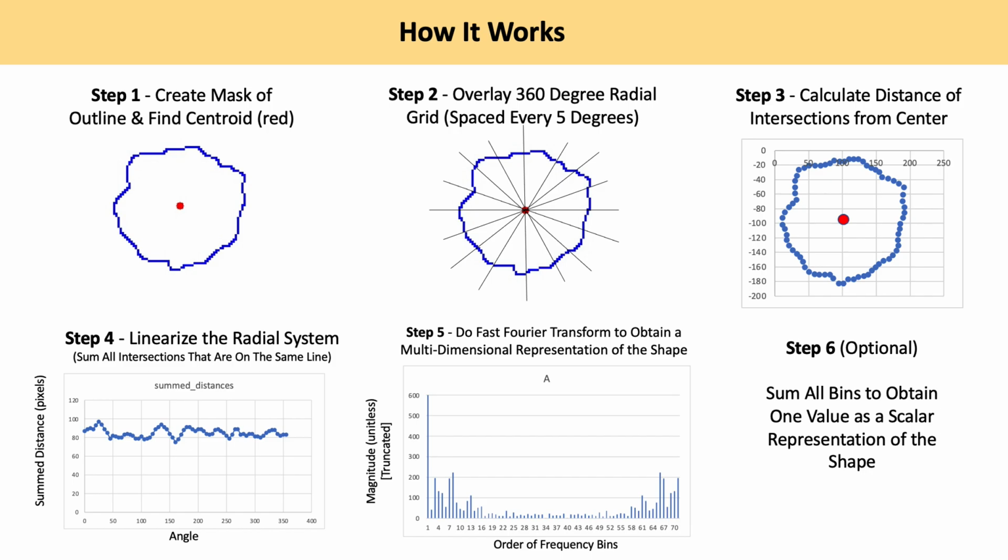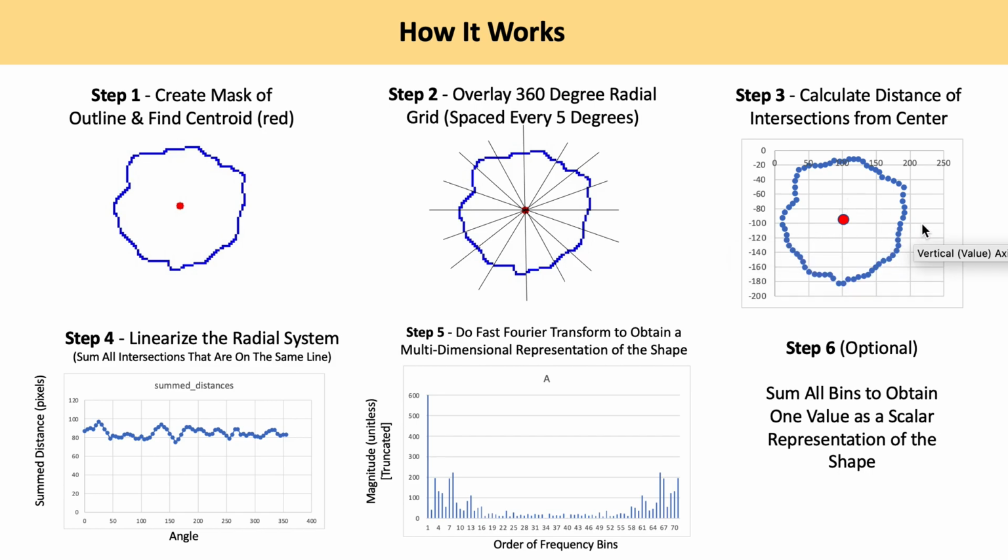Quickly, how we did that was we first created a mask representing the outline of each rock. Then we calculated its centroid. And in step 2, we defined the centroid as the center of the radial grid, a 360-degree grid in which radial lines were spaced every 5 degrees. Next, we calculated the distance between every intersection between the grid lines and the object, that is, its distance to the center. Thus, we have the image in step 3.